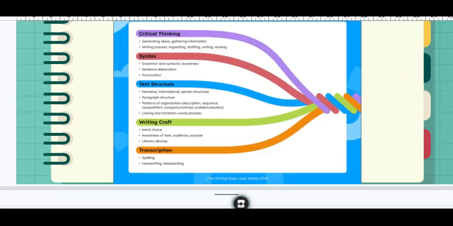And then when we think about transcription, we're thinking about our spelling, our handwriting, and really producing, being able to do the act of actually writing. And so there's a lot that goes into this. After this webinar today, my goal is that you have a better understanding of how you can really integrate all these components into your writing lesson, so that you can effectively teach your students and support them with all of these skills.